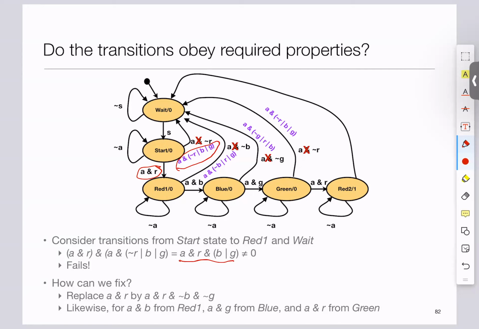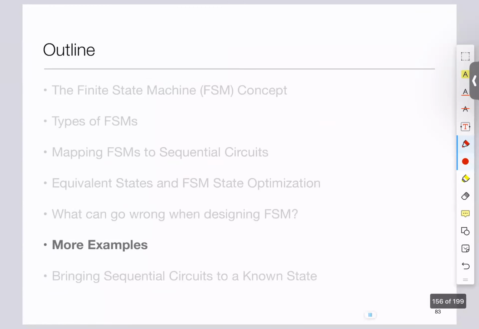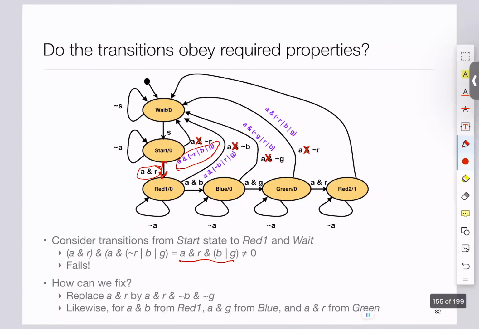So I have to replace this by saying I'm pressing R and I'm not pressing B and I'm not pressing G. So the condition is going to change. This A and R will become A and R and not B and not G. And I have to do the same thing for this one: A and R and not B and not G. And likewise, A and G would get replaced by A and G and not R and not B.